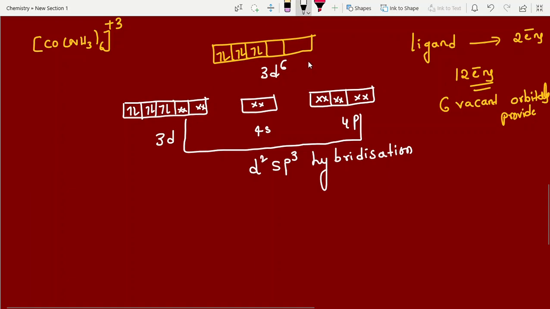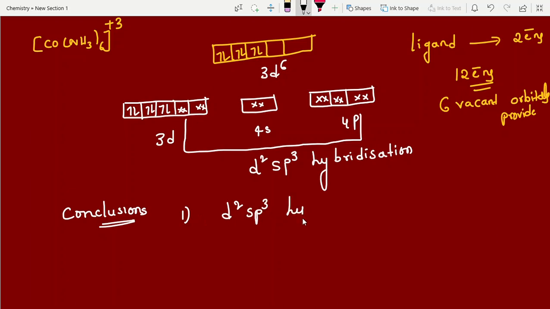Now conclusion points. These are all conclusion points, finally important for our competitive examinations. Conclusions. First one, d2sp3 hybridization.